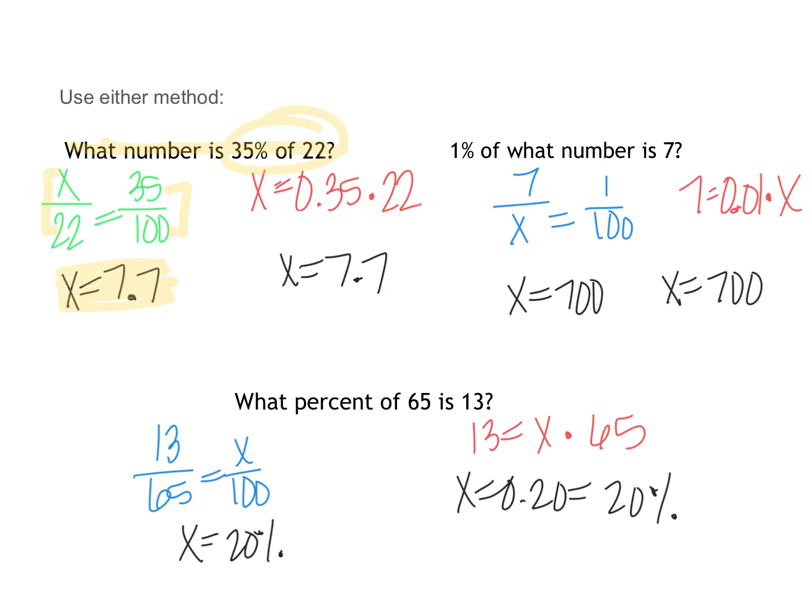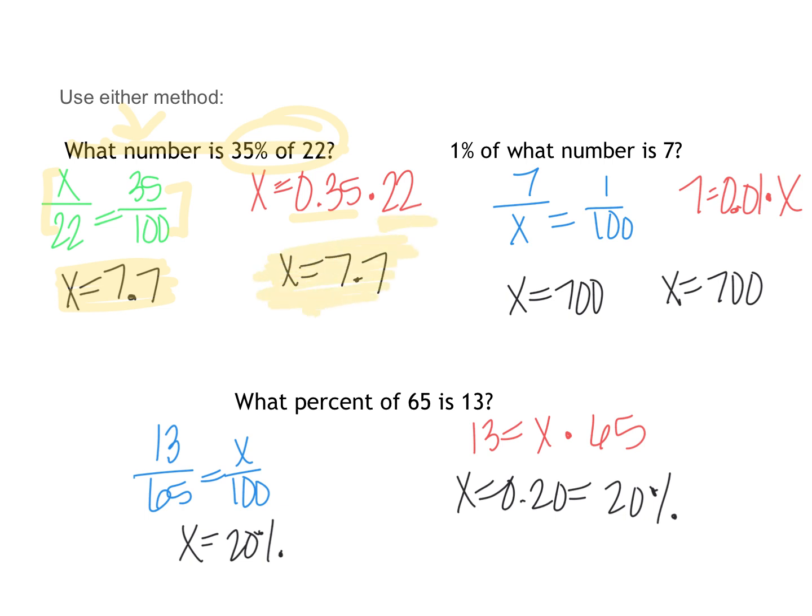and I get 7.7. If I set it up as the percent equation, what number is, that's my part. So it's going to be x equals, and then I change the percent to a decimal, times what I'm taking the percent of, and then we solve it like a one-step equation.